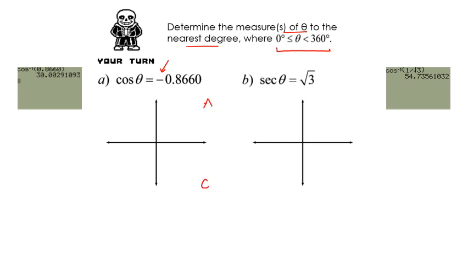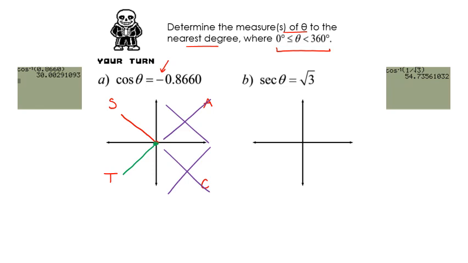So again, I'll use my CAST rule. So we want cosine to be negative. So cosine is positive in quadrant 4, so we don't want that one. Cosine is also positive in quadrant 1, so we don't want that one either. So I'm going to draw a terminal arm in quadrant number 2, and I'll draw another terminal arm in quadrant number 3. So we'll have two solutions where cosine will be negative.